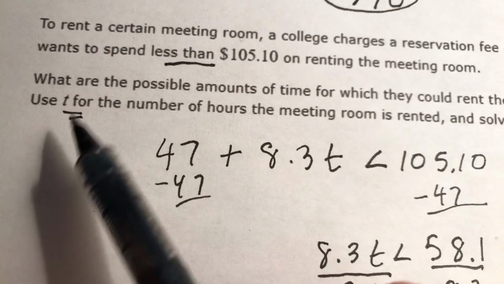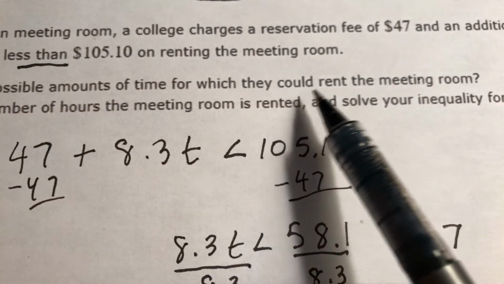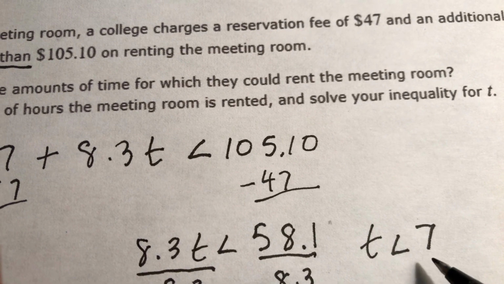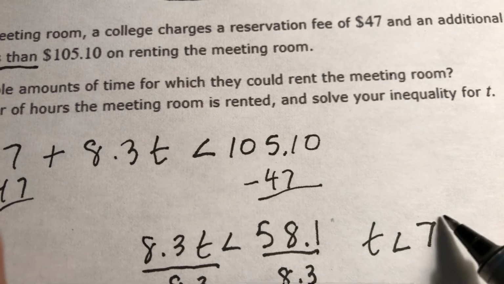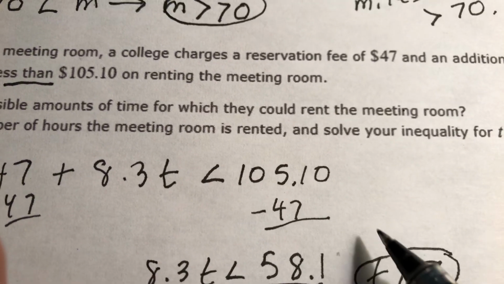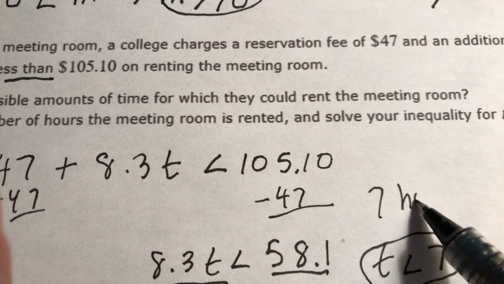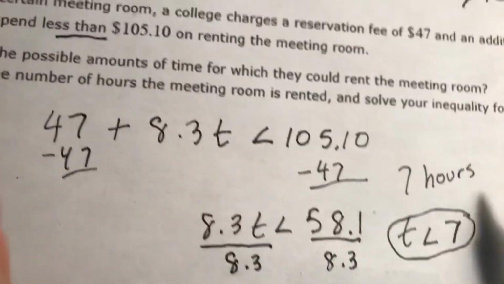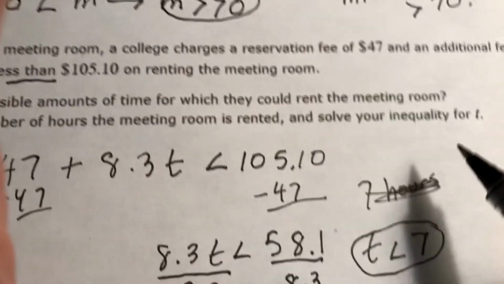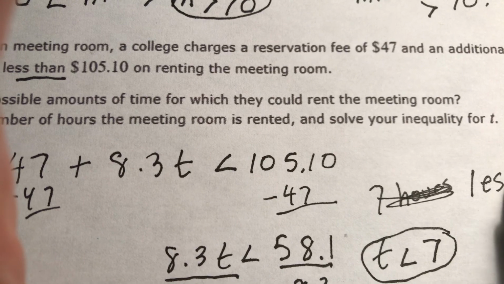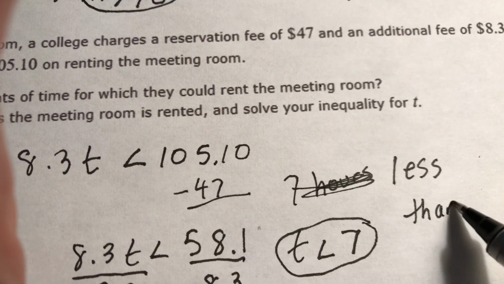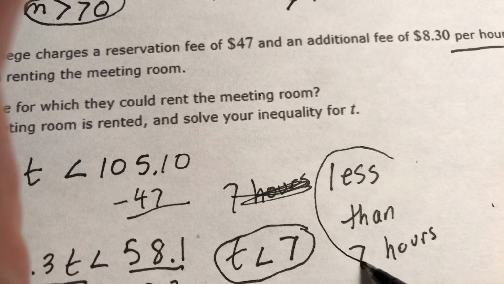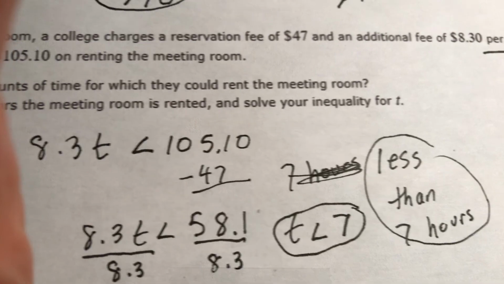So the question is, what are the possible amounts of time for which they could rent the meeting room? So for any hours less than 7. So T is less than 7. Different ways you can write this. 7 hours. Oh no, that would be wrong. I was going to say 7 hours or less. This is just less than 7 hours. And like I said, I'm not sure how they're going to ask the question. Okay, that's it. Good luck.